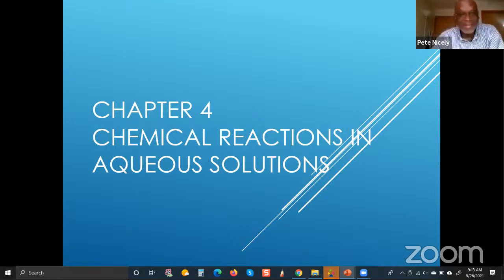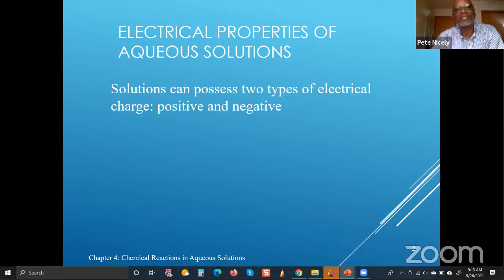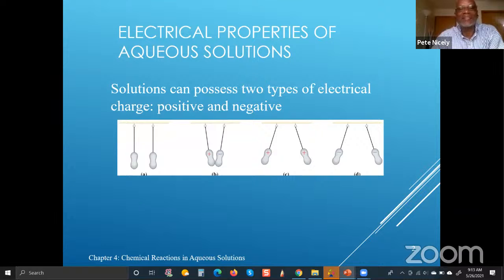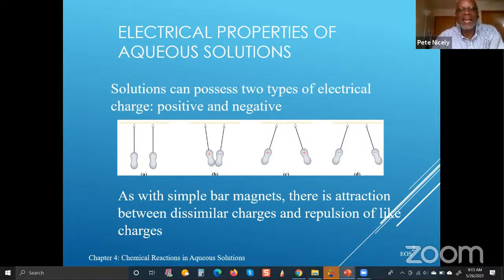So let's first talk about the electrical properties of aqueous solutions. So aqueous solutions can possess two types of electrical charge, positive and negative, all right? And in order for us to appreciate this particular concept, we need to understand the nature of charges, right? And basically, what is summarized in this diagram right here is the fact that like charges repel each other and unlike charges attract each other.